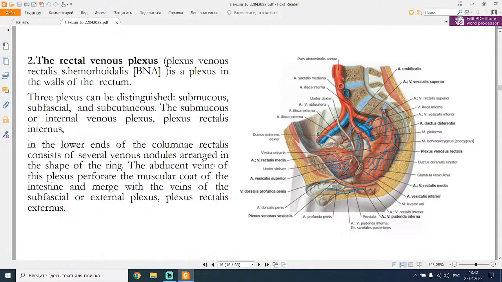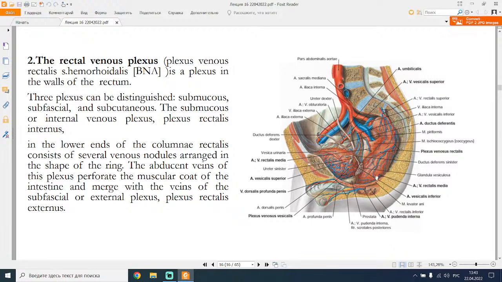Next, the rectal venous plexus. What do you see? Plexus venosus rectalis is the plexus in the wall of the rectum. Three plexuses can be distinguished: submucous, subfascial, and subcutaneous. The submucous or internal venous plexus, plexus rectalis internus.